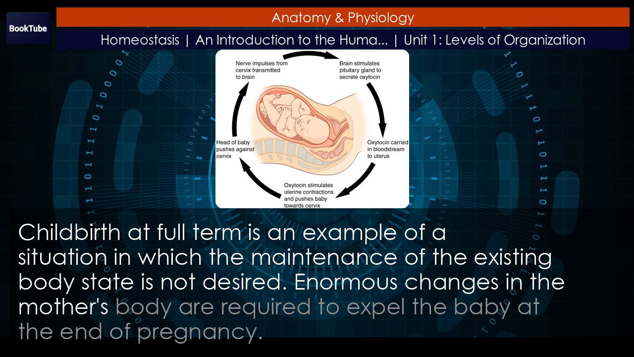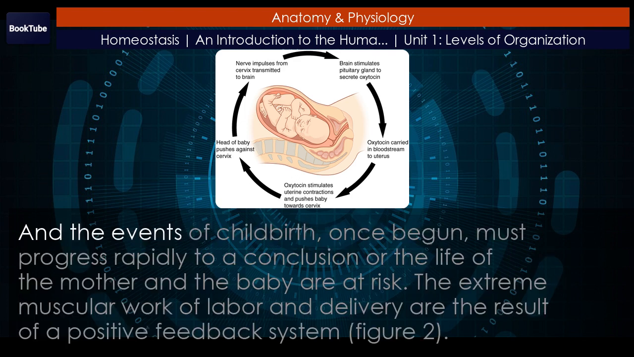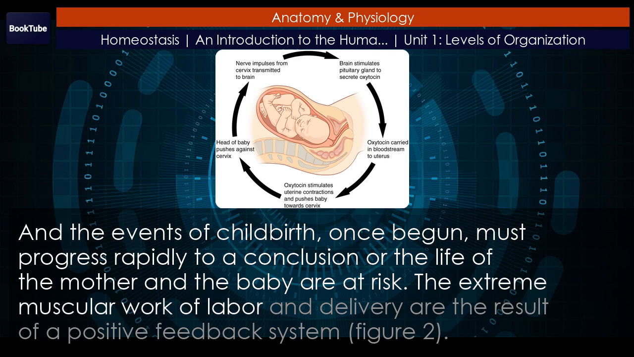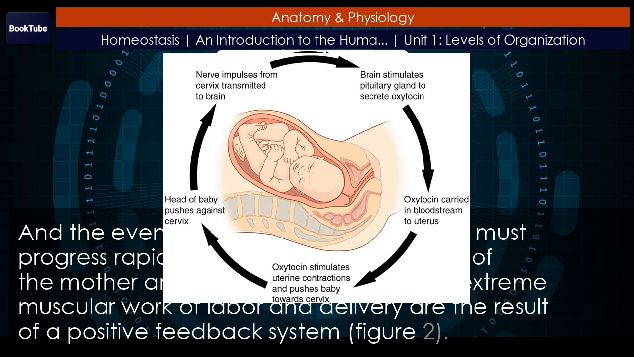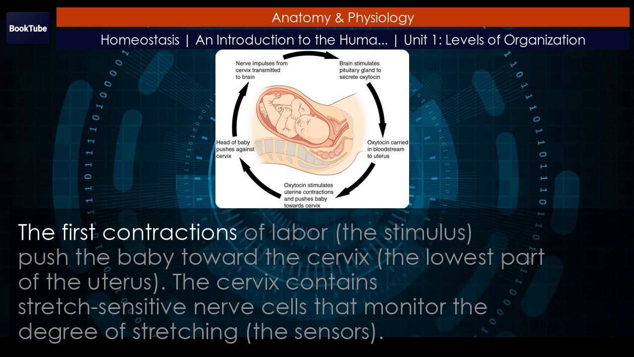Enormous changes in the mother's body are required to expel the baby at the end of pregnancy, and the events of childbirth, once begun, must progress rapidly to a conclusion or the life of the mother and the baby are at risk. The extreme muscular work of labor and delivery are the result of a positive feedback system. Figure 2. The first contractions of labor.